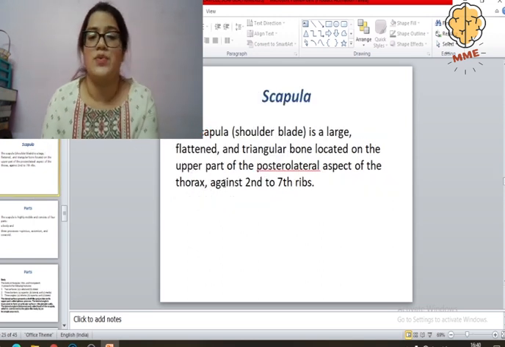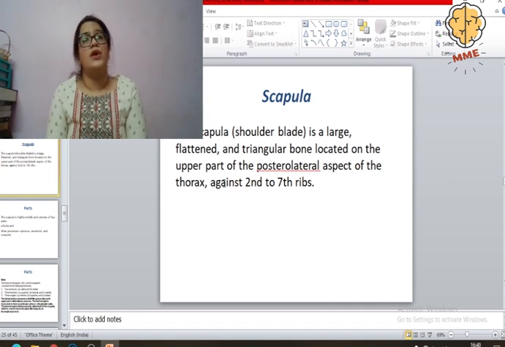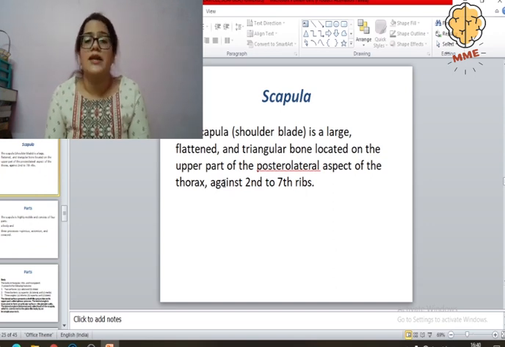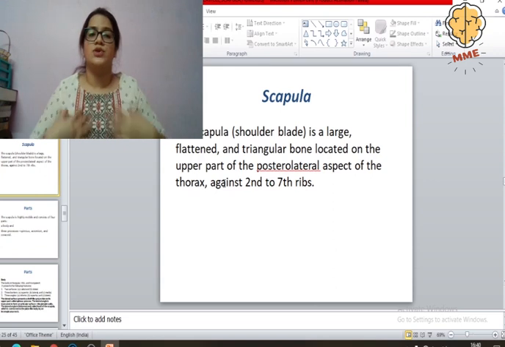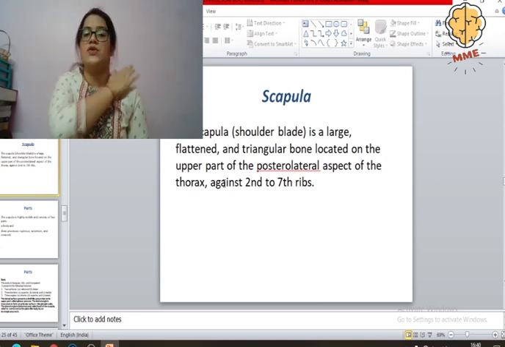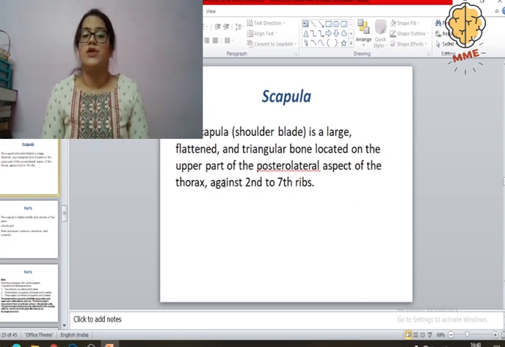Let's begin with the scapula. Clavicle is called the collarbone, beauty bone. What is the scapula called? We do not have a glorious name. It is called shoulder blade. It is a large, flattened, triangular bone located on the upper part of the posterolateral aspect of the thorax, against the second to the third rib.